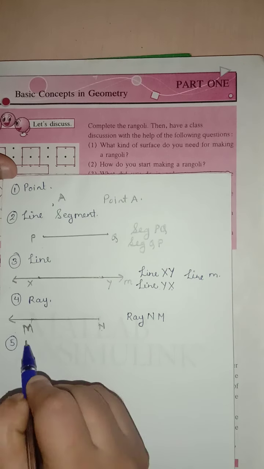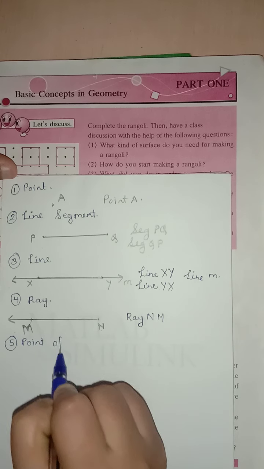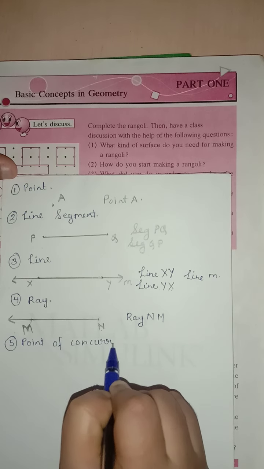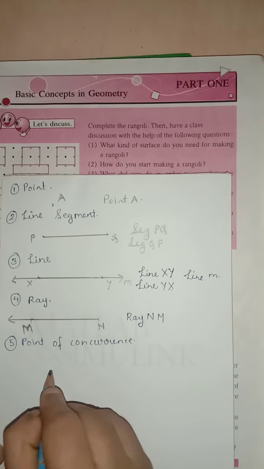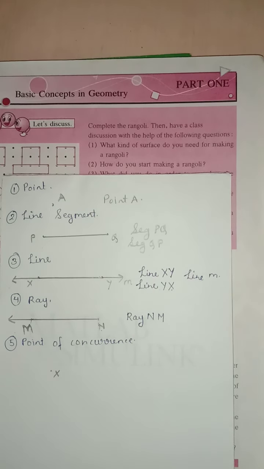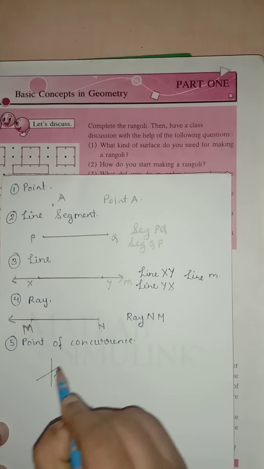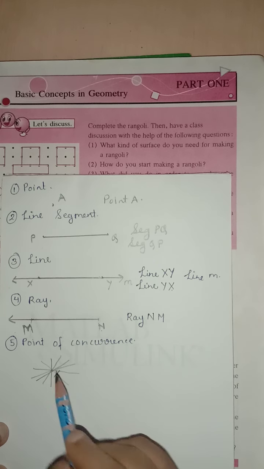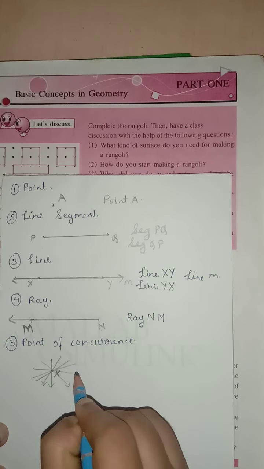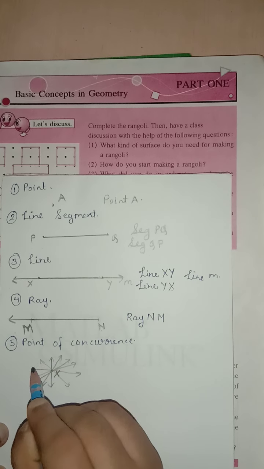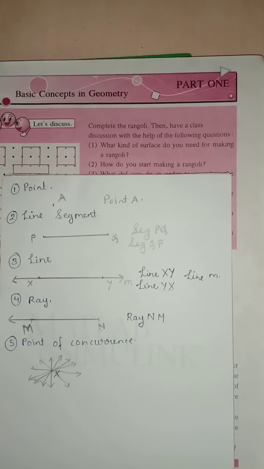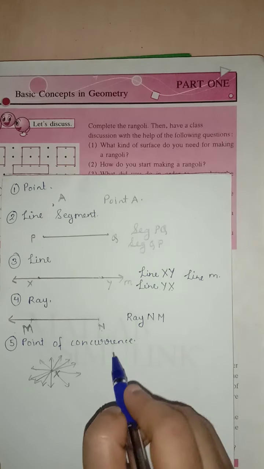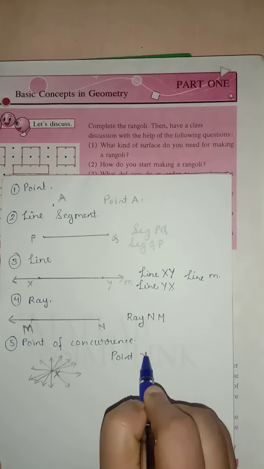Now the next concept, that is point of concurrence. Now I will draw a point on the paper. What is its name? Yes, it is point X. Now can you tell me how many lines can we draw? Yes, we can draw infinite lines from this point. Many lines we can draw. Yes, show it like this with arrows. Yeah, as we can draw many lines from one point, this point is called a point of concurrence, and it is said as point X, capital letter.